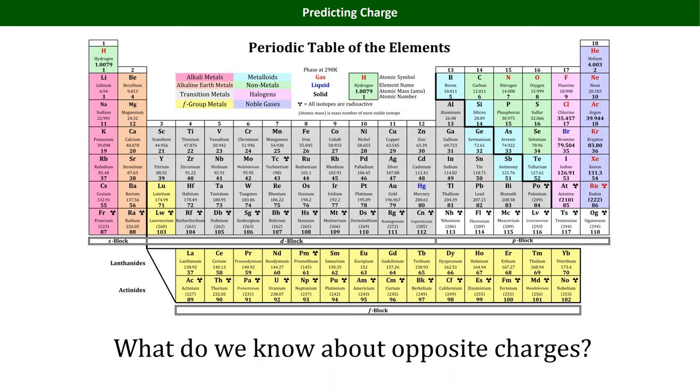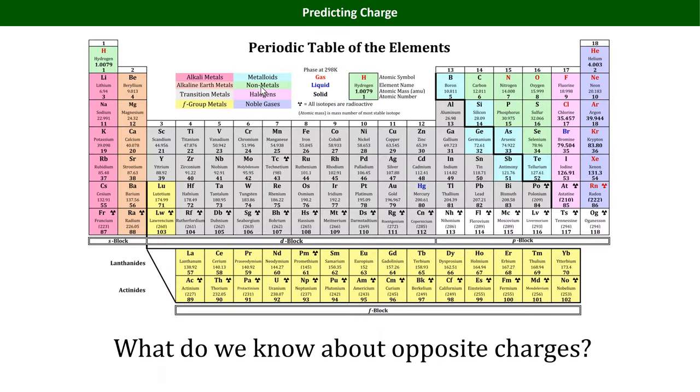How would we have to arrange these if we want their charges to add up to zero? I don't mean physically arrange them, but what ratio would we have to have them? 1 to 1. It's gotta be 1 to 1. So we could have just a single sodium ion and a single chloride ion. They're gonna want to stick together.